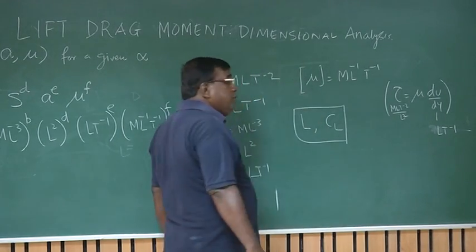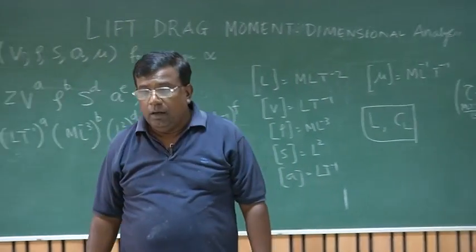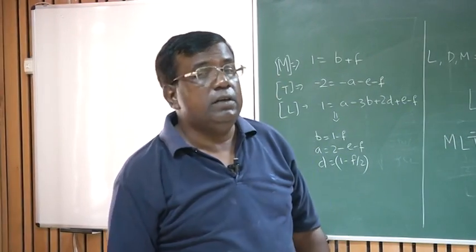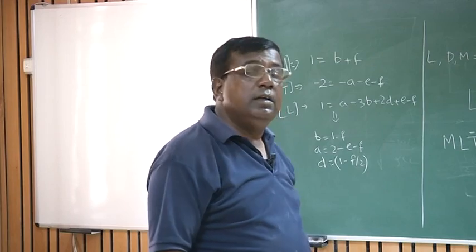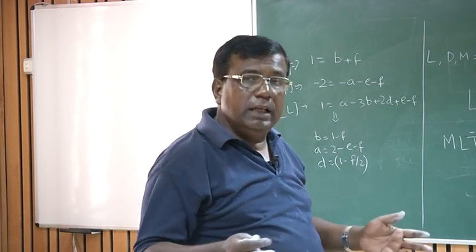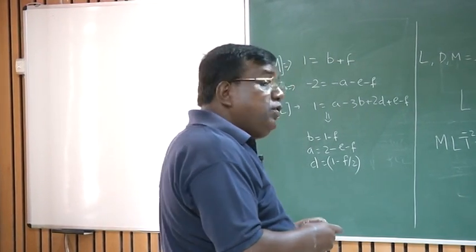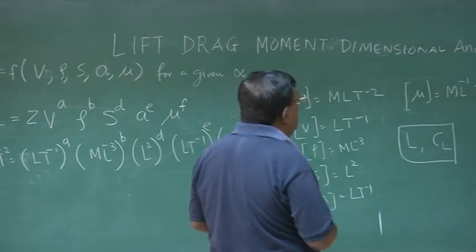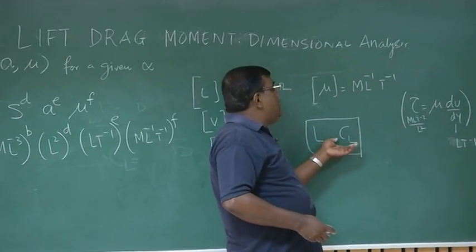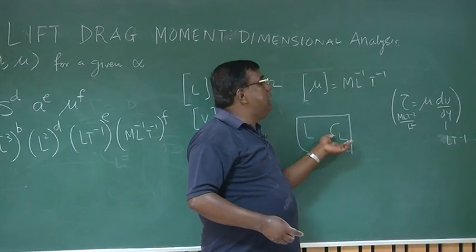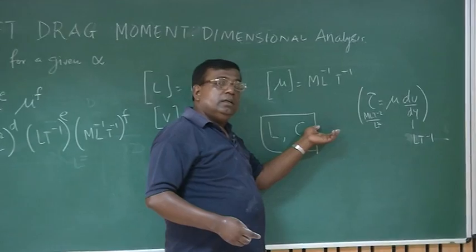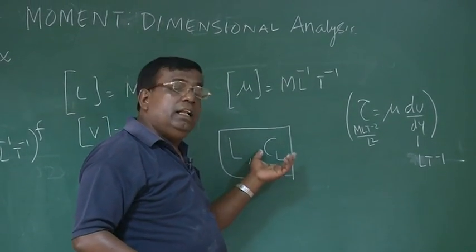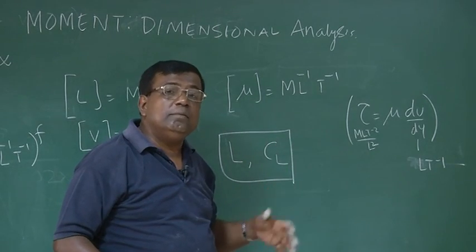The question is, should I work with L, or should I work with the non-dimensional lift coefficient, non-dimensional drag coefficient, non-dimensional pitching moment coefficient? So many others are there. And why should I do that? What is the advantage I get? And how do I ensure what are the parameters which have a physical significance on which the CL or CD or CM depends?